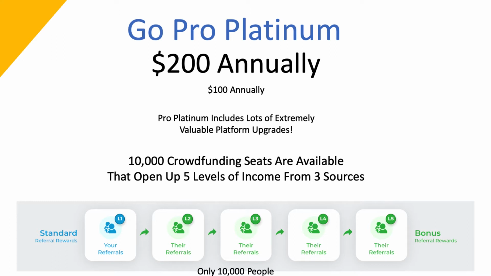Now this slide says it's 3 sources of income, and they've actually added a 4th, so there's actually 4 sources of income. The 200 has more features within the Pro Platinum account within Webtalk, and that is the one that I really recommend you use, because you're going to want those features as your business starts to grow here.